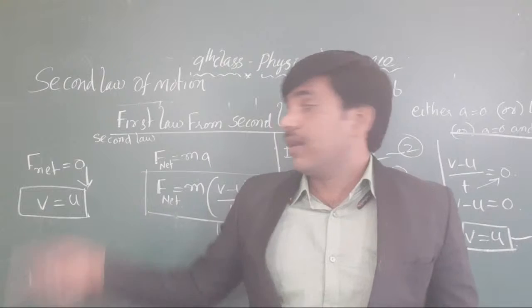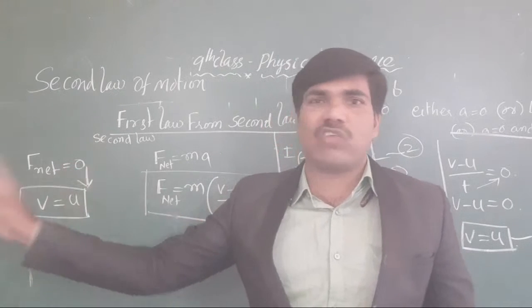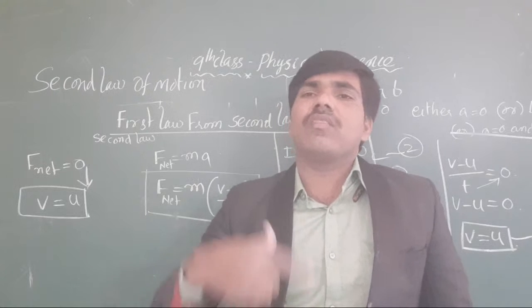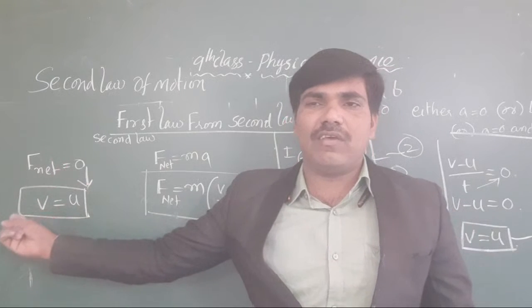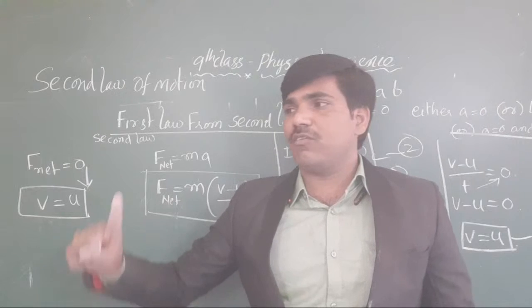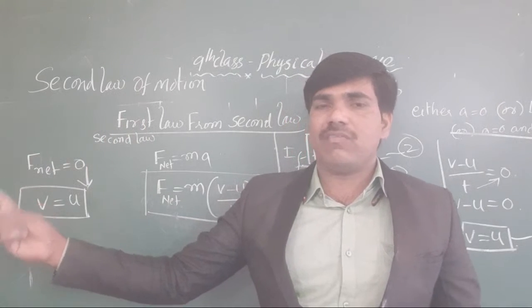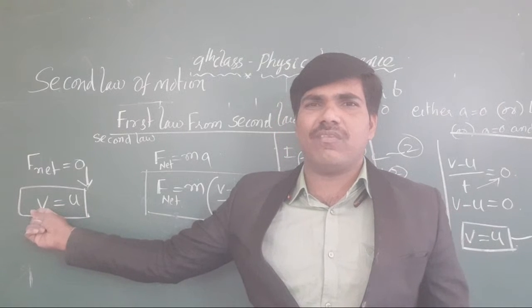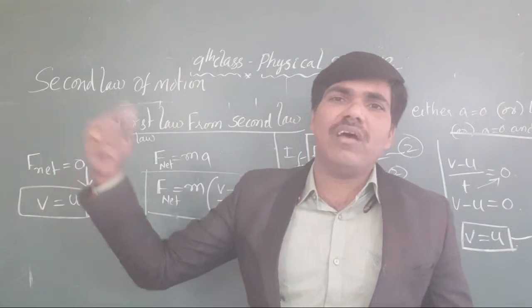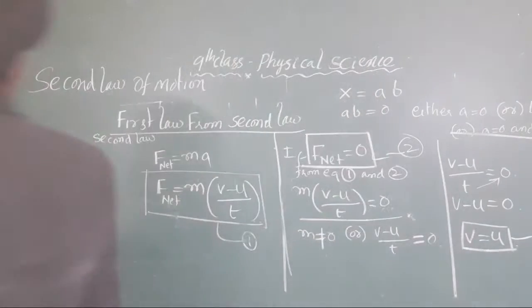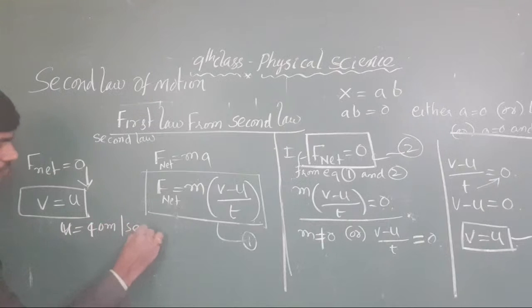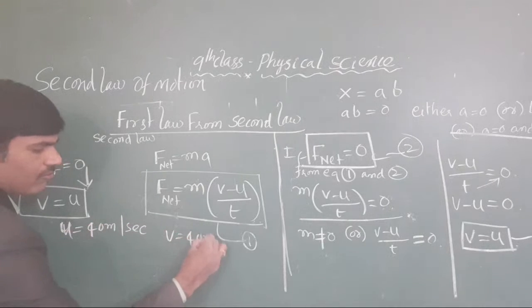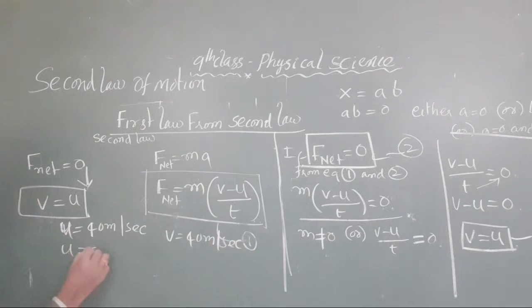Once again I am repeating it. F net is equal to 0 means there is no force acting on the body. Automatically initial velocity is equal to final velocity, so the body does not change its state. Suppose u is equal to 40 meters per second, then V also becomes 40 meters per second. Suppose u is equal to 0, V also becomes 0.